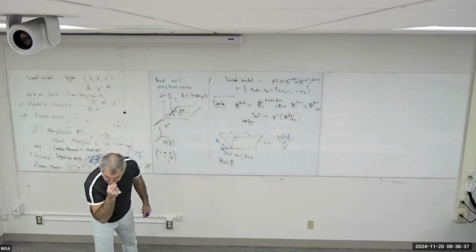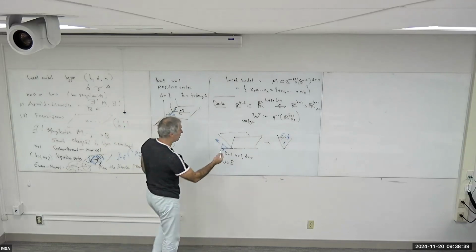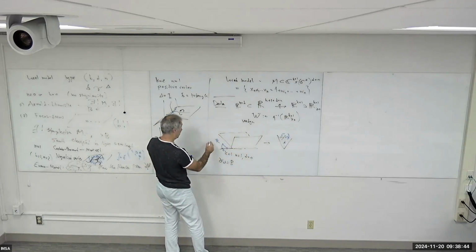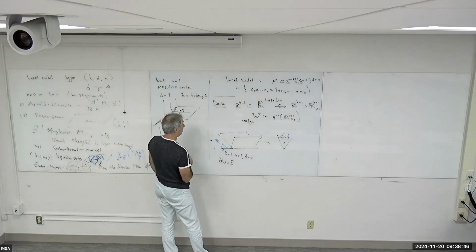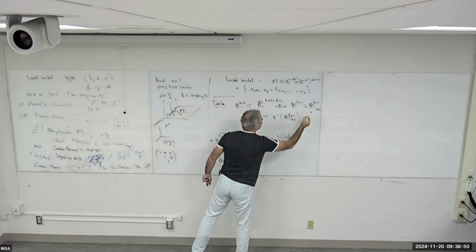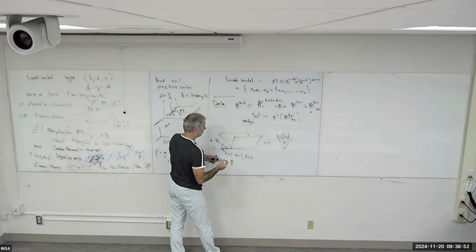What else do I need? I need also, now it's the important part, I need a projection pi. So this is the data. This is a choice. This is a choice. This is a choice, in some sense, it's more or less canonical though. Another choice is the projection pi.